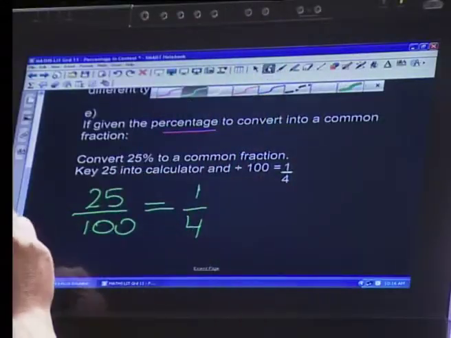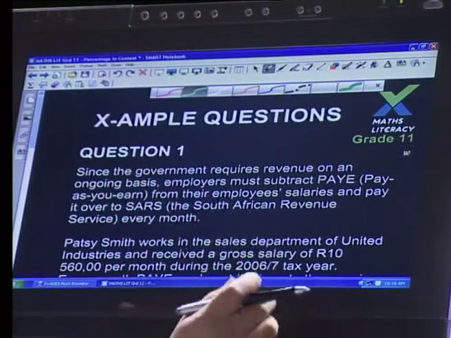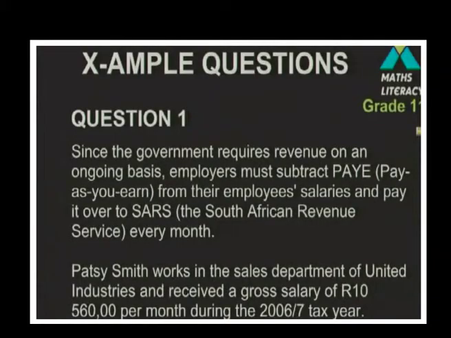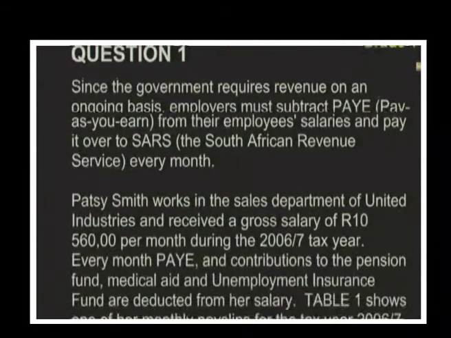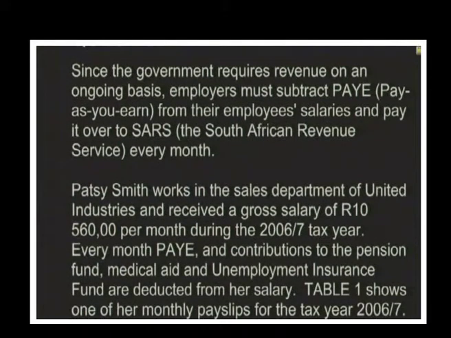Right, let's now look at some examples of how you will actually see these percentages in context. First, let's do question 1, and let's read through the entire question, and then we will start the calculations. Since the government requires revenue on an ongoing basis, employers must subtract PAYE, which is pay as you earn, from the employee's salary and pay it over to SARS, the South African Revenue Services, every month.